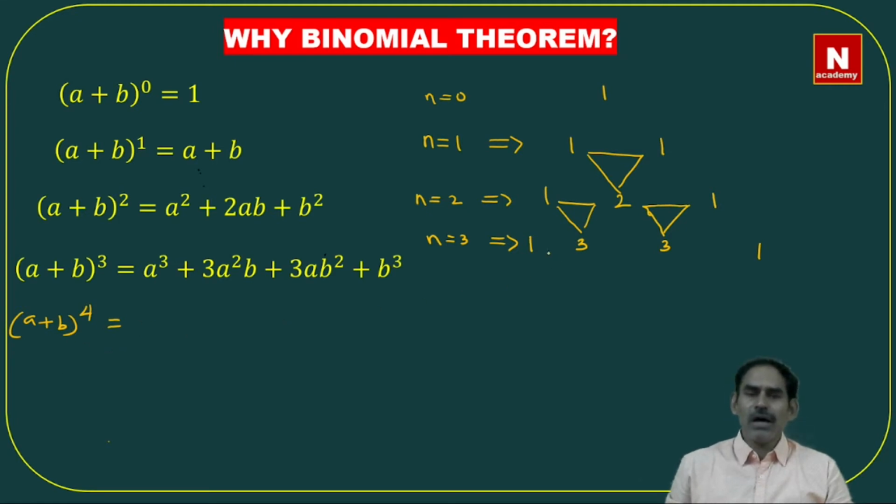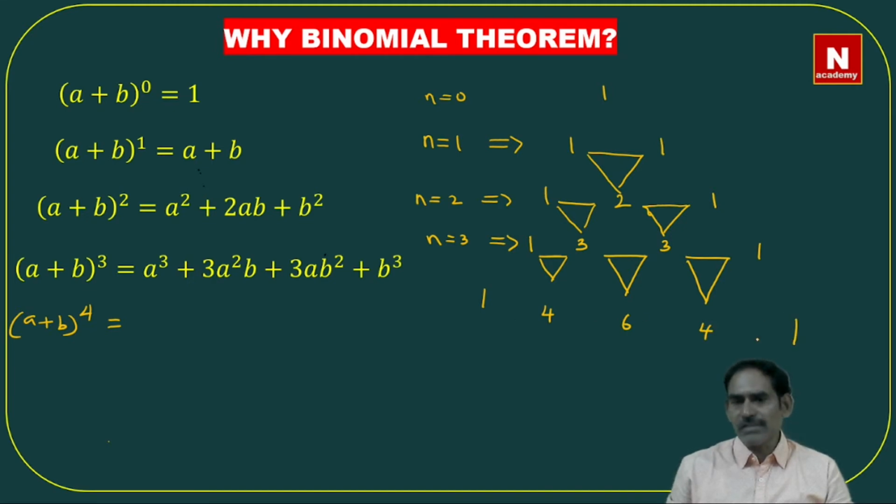Always, the first and last numbers are fixed. The next coefficient is 1 plus 3. How much? 1 plus 3 will be 4. The next coefficient is 3 plus 3, this is 6. And then the next coefficient is 3 plus 1, 4. And the first and last are always the same.